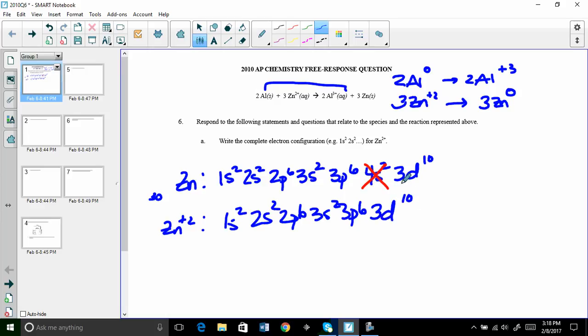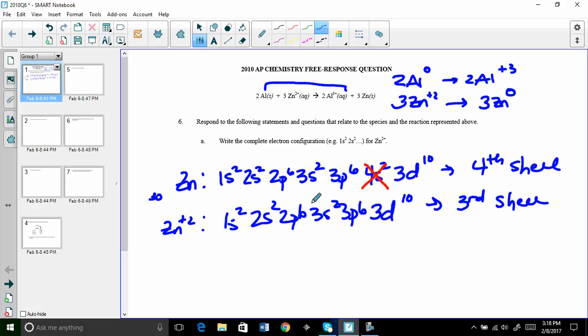If you'll notice, a zinc atom has its valence electrons in the fourth shell, whereas a zinc ion, when you get rid of the 4s, they're in the third shell. And if it's in the fourth shell, then the shielding electrons are the first, second, third. So there's 2, 4, 10, 12, 18, 28 shielding electrons. But if you're in the third shell, then the shielding electrons are the first and second shell.